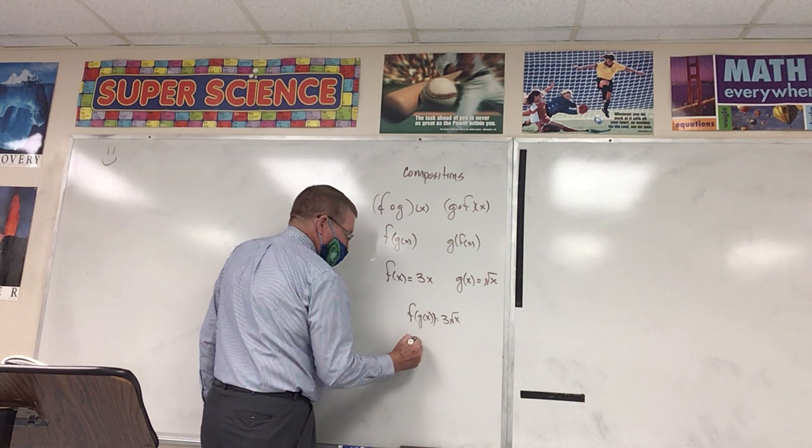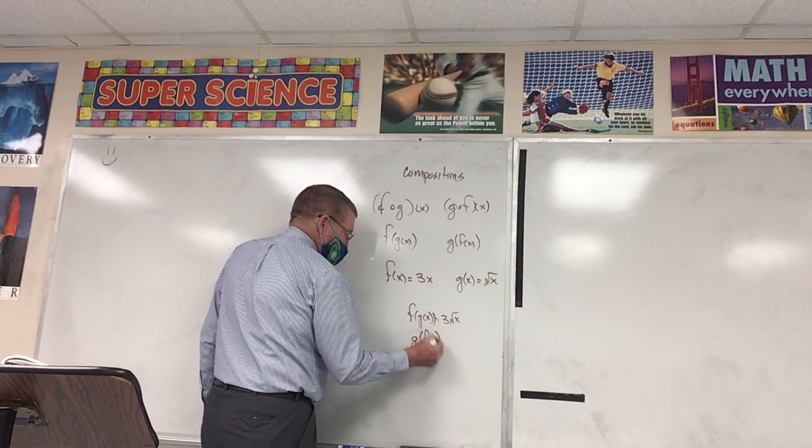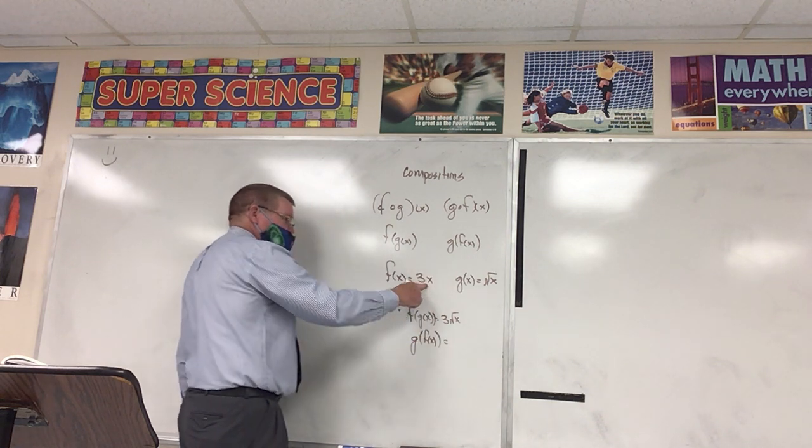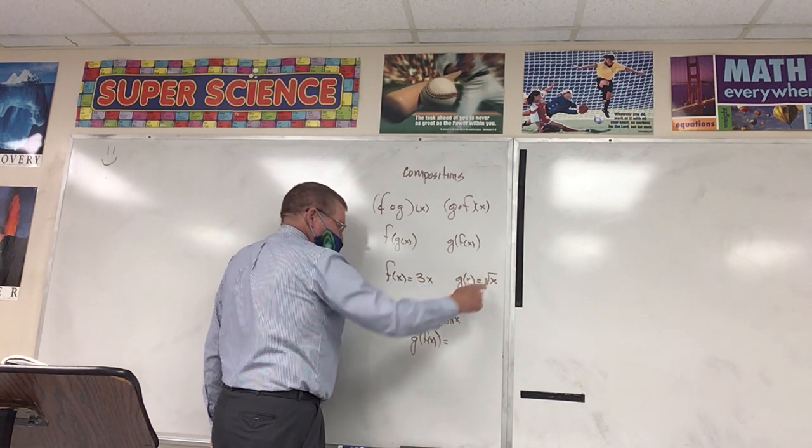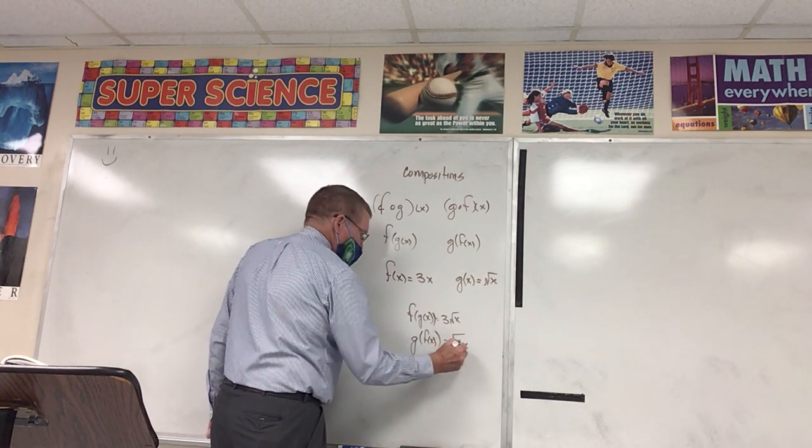The g circle f of x, I'm going to take the 3x, take the x out, and put the 3x in, which is the square root of 3x.